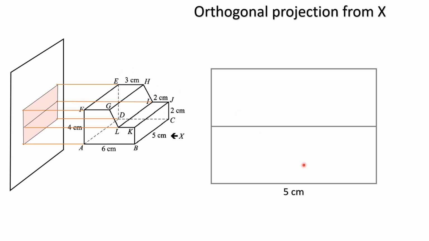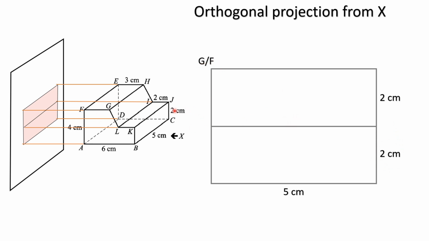Here, first of all, we just label the measurement 5 cm. From here is 2 cm, so we write 2 cm. And how can you say that this is 2? Because here F to A is 4, so half of this is 2, so the other half is 2. So 2, 2.